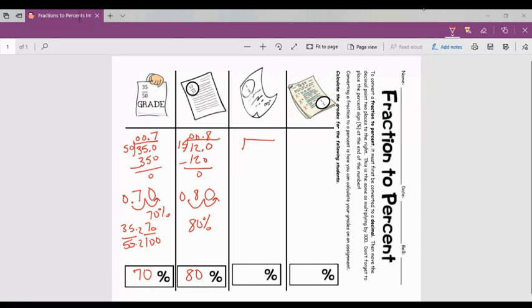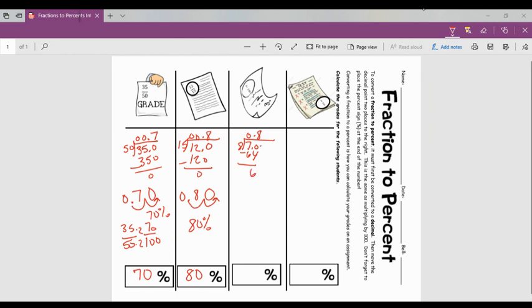Here we have 7/8, so I know this is going to be a high score because I only missed 1 out of the 8 questions. So I'm going to put my 7 here, my 8 here. 8 can't go into 7. Going to add a decimal and a 0. 8 can go into 70 8 times. 8 times 8 is 64. When I subtract 70 minus 64, I end up with 6.